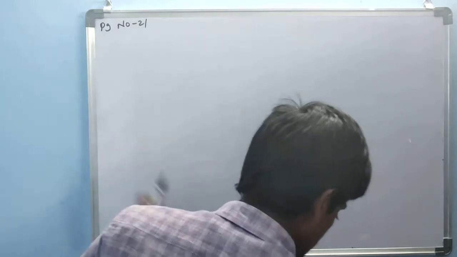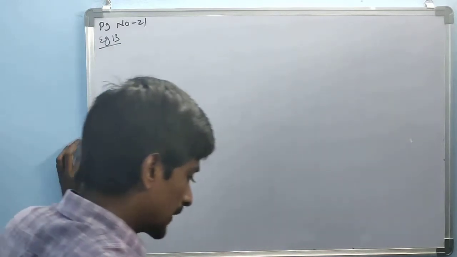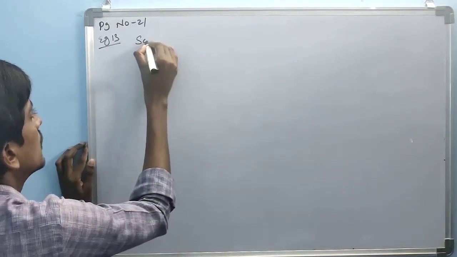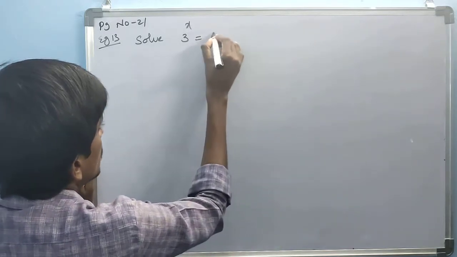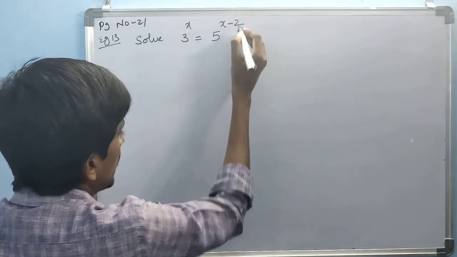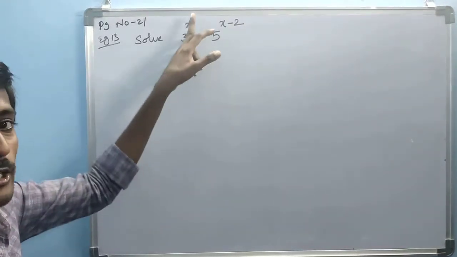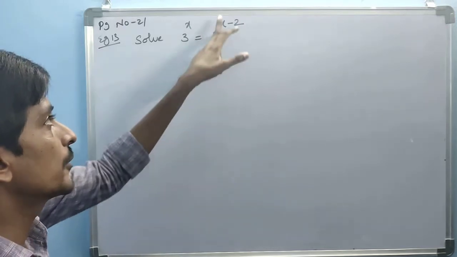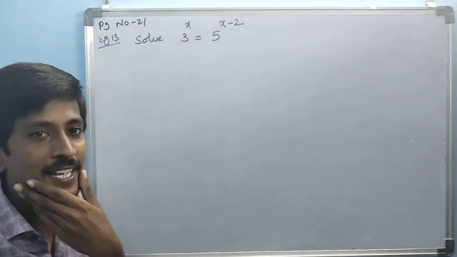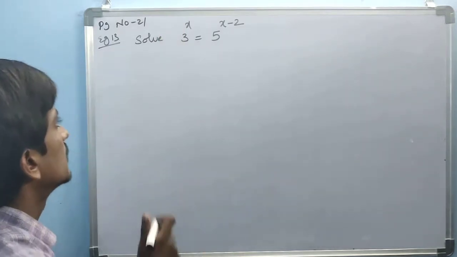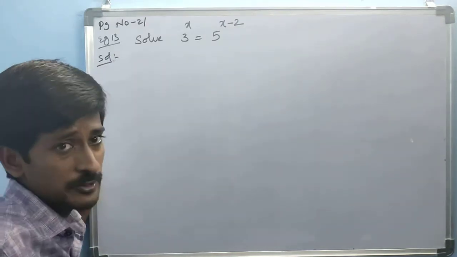The next one is example 13. What is example 13? Solve 3 to the power of x equals 5 to the power of x minus 2. Find the value of x. Look at the board, students. It is very important, this logarithms topic.